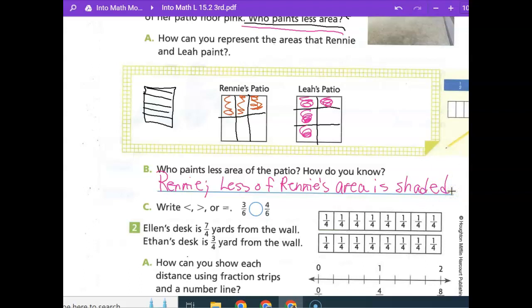Now it says less than, greater than, or equal to. So we know that our denominators are the same, so we just need to look at these numerators of 3 and 4, and then we need to make our symbol go the right way. 3/6 is less than 4/6.